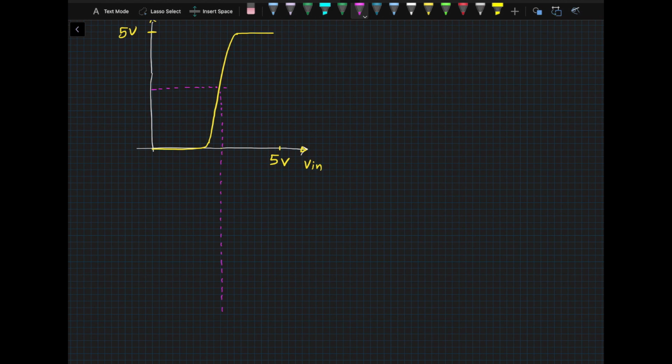Something like this. Okay, so even though this output is 0 volts, this is 0 and this is 5 volts, right? These are DC voltages. So for the purpose of AC analysis, this voltage will be our AC ground. Okay, so this is also AC ground.